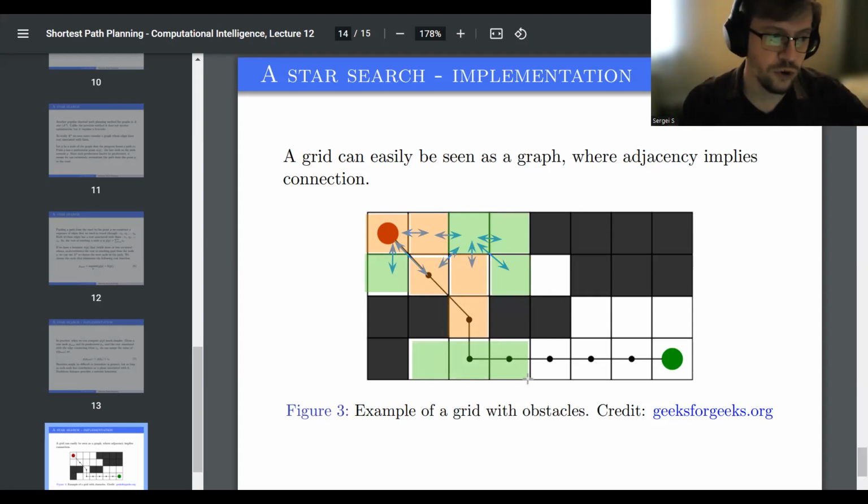For each of them, you will evaluate the cost to get there and the heuristic. As you can guess, the cell that is going to get you the best heuristic is going to be here, because this one is closest to the goal. But in terms of cost to get to, the best cell would be this one.